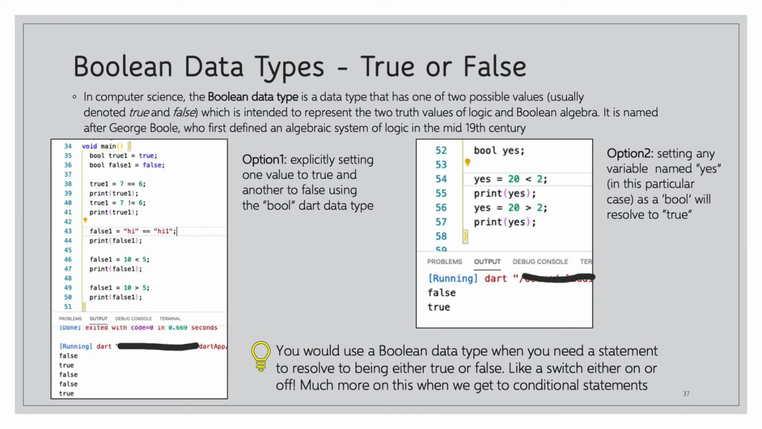Option 2, setting any variable named yes in this particular case as a bool, will resolve to true. You would use a Boolean data type when you need a statement to resolve to being either true or false, like a switch, either on or off. Much more on this later when we get to conditional statements and flow control, because it really goes along with things like if statements. We can take different paths.